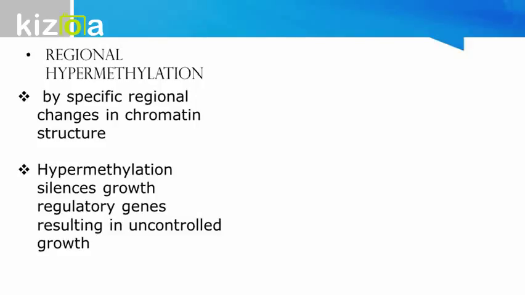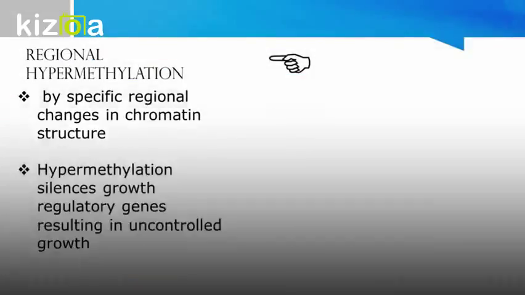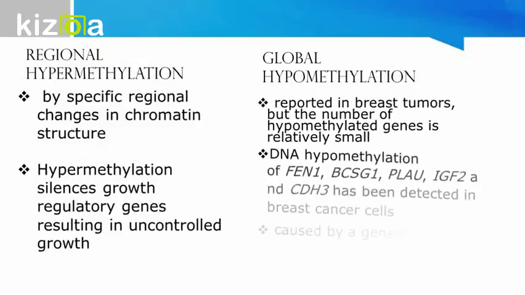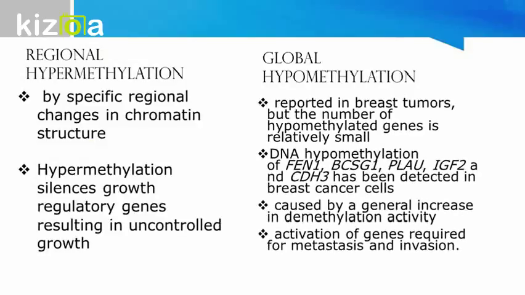Hypermethylation silences growth regulatory genes, resulting in uncontrolled growth. Global demethylation is caused by a general increase in demethylation activity and hypomethylation. This leads to activation of genes which are required for metastasis and invasion. Global hypomethylation is frequently reported in breast tumors, but the number of hypomethylated genes is relatively small.